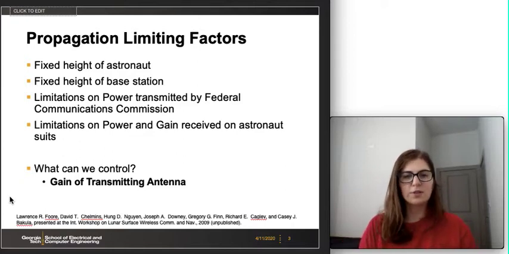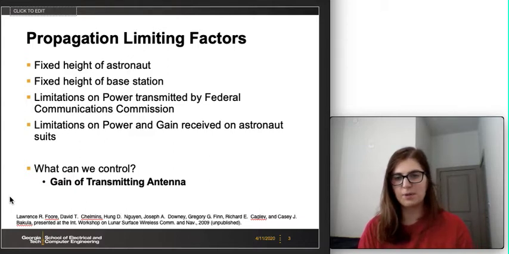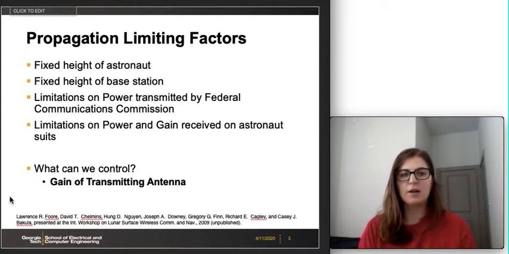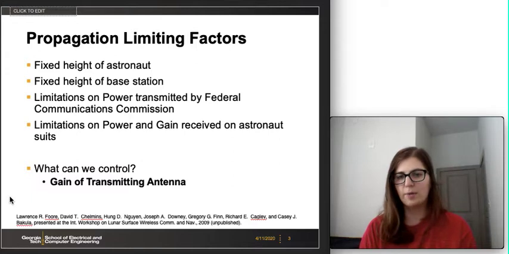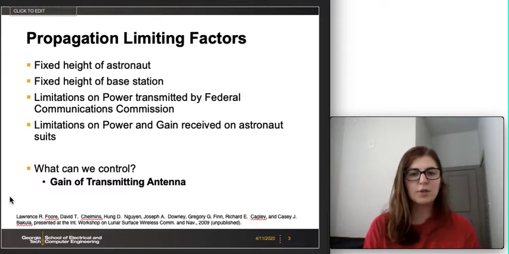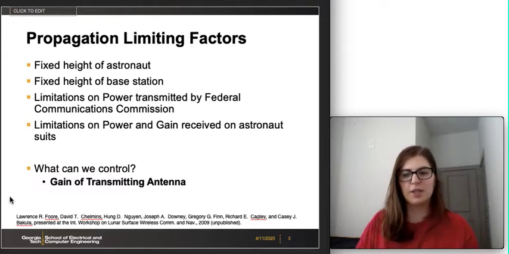So limiting factors relating to propagation are the fixed height of the astronaut and the base station. We can't change that. The power transmitted by the Federal Communications Commission, and the limited power and gain of the astronaut suits because of other factors in the astronaut suits, such as converting CO2 back to oxygen, and other biological systems that also require power. So what we can control is the gain of the transmission antenna.